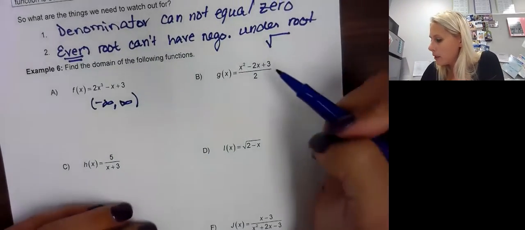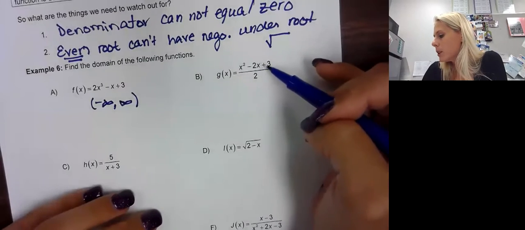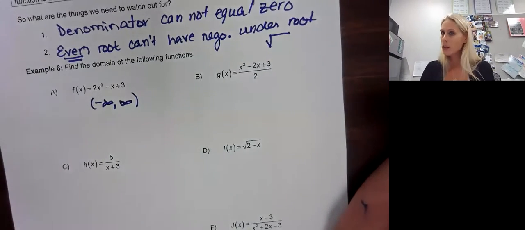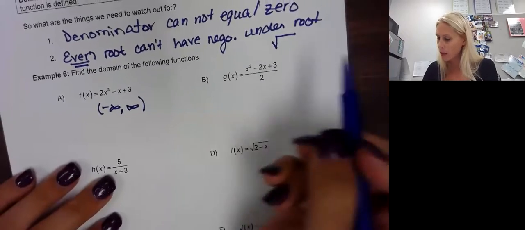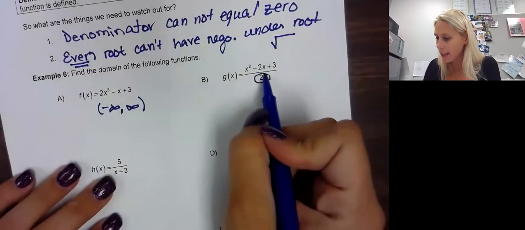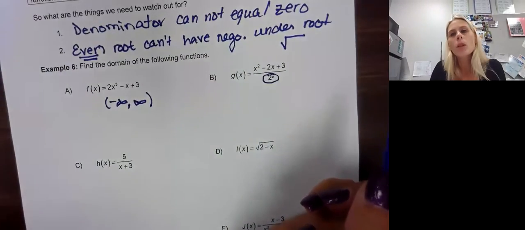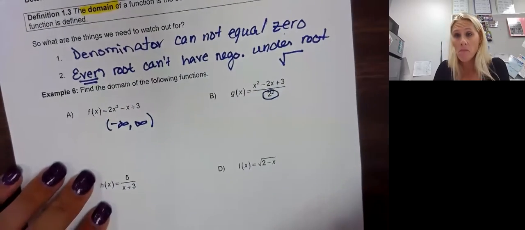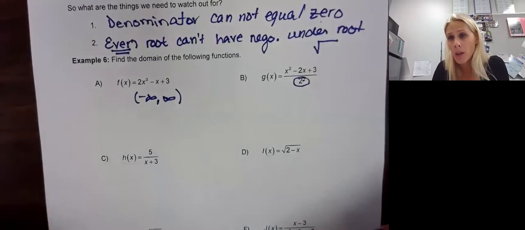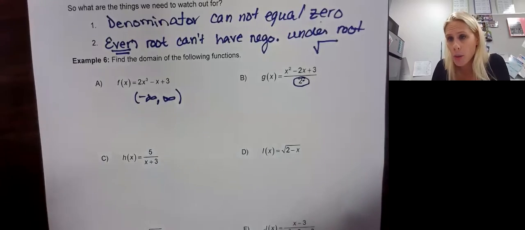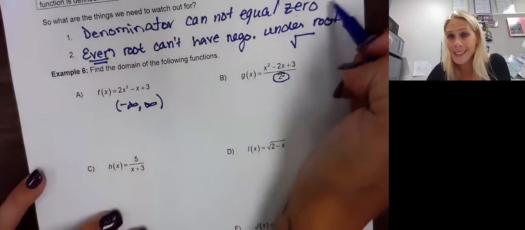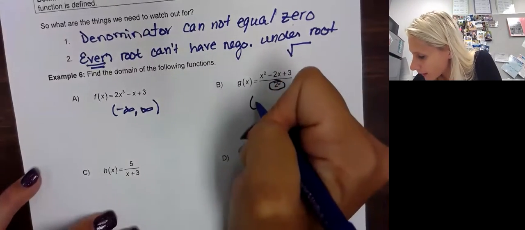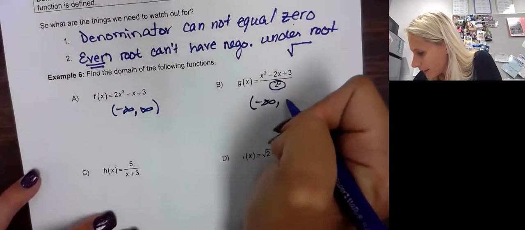All right. B, g of x equals x squared minus 2x plus 3 all over 2. Well, I see a numerator and denominator, right? We have a denominator right here. But the thing is, will it ever be 0? No, because it's 2. We can't just turn a 2 into 0. So that doesn't count. And do we see a root? No, we don't. So automatically negative infinity to infinity.